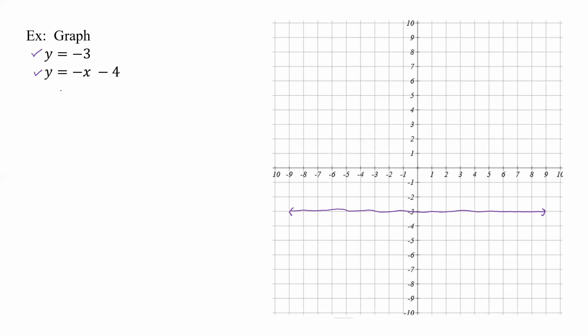Well, what about the next one? It's in the y equals mx plus b form. So let's plot that intercept, (0, -4). That's going to be our starting point. Now our slope is -1, which is the same thing as -1 over 1. Or if we want, we can put 1 over -1. So that means we can go down 1, right 1, or we can go up 1, left 1.